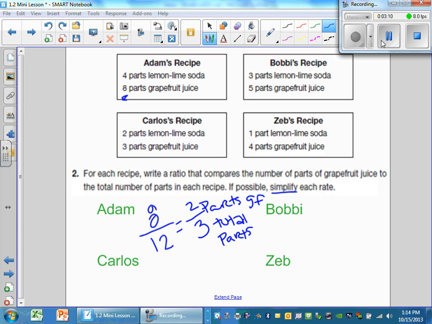After solving numbers 4 and 5, you should have found that Carlos' recipe will have the strongest taste of lemon lime. If you did not get Carlos as an answer, you need to rework your problems and see what you did wrong and try to get Carlos for number 5.